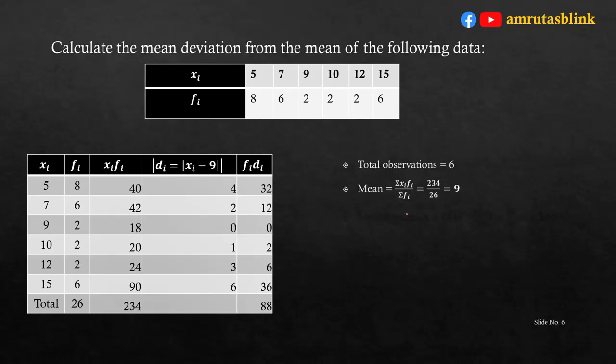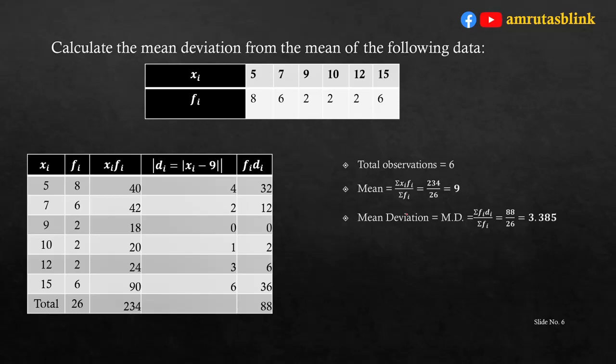So, mean is equal to summation xi fi upon summation fi. So, we have already found out the product of xi and fi, and the summation of this third column is 234. Hence, mean is equal to 234 divided by 26, that is equal to 9.